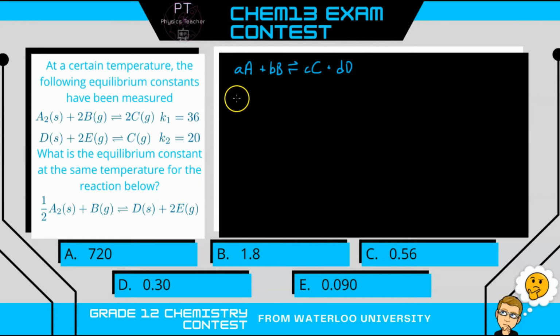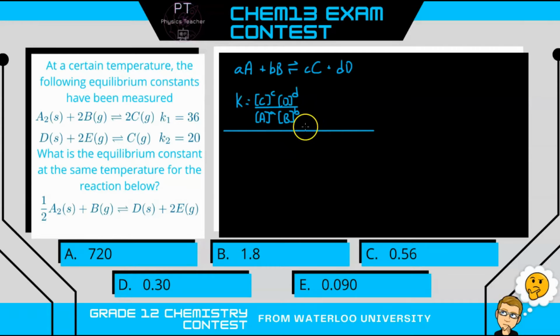So in this case, our equilibrium constant K would be equal to a fraction, where on the numerator we have the products, where it's going to be the amount of C raised to the exponent of that coefficient C times the amount of D raised to its exponent. And then the same thing on the denominator, but for the reactants.